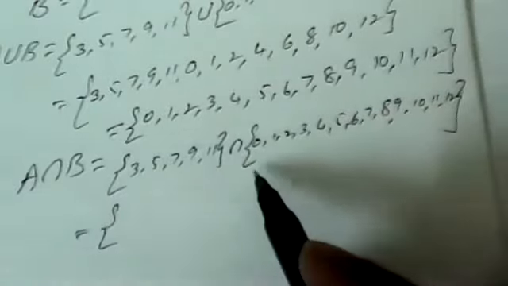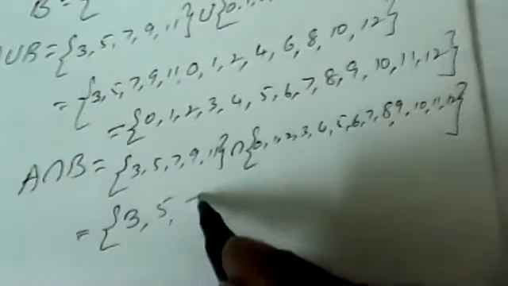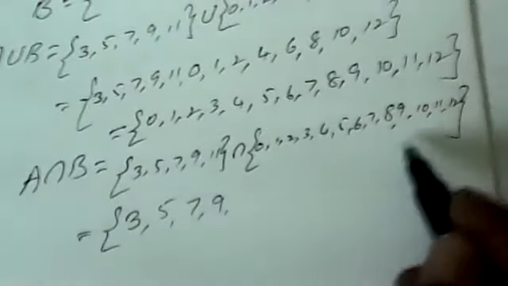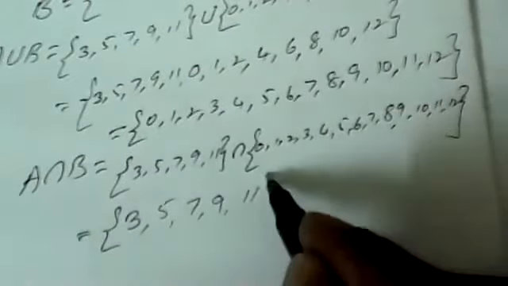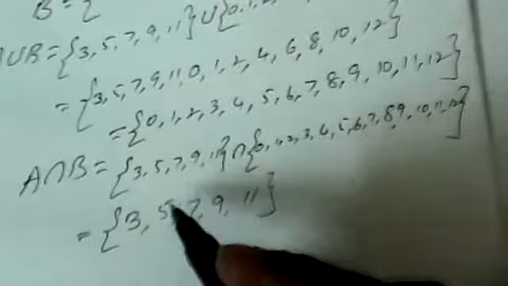3. 3 is here. Yes, it is there. So it is a common element. 3. 5. 5 is here. Yes. 7 is there. Right. 9 is there. And then 11 is there. Over. No need to see other things. If you look at the other elements also, they are not present in A. So they are not common. So this is the intersection.